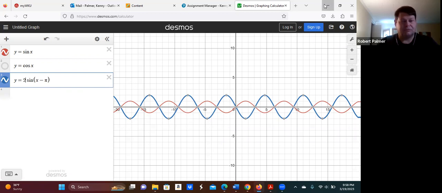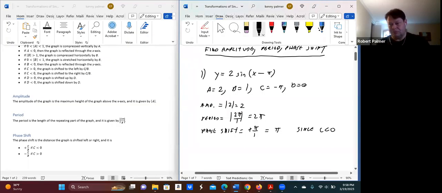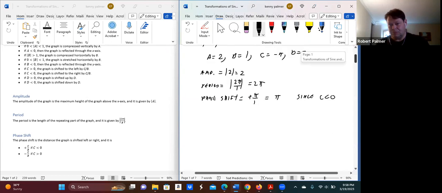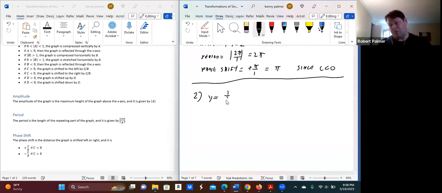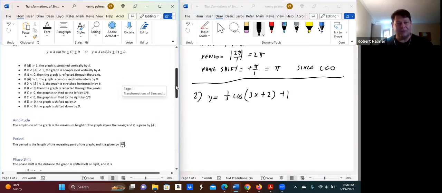Okay. Let's do a few more. Number 2. Now let's do a cosine graph. Y is equal to 1/3 times the cosine of 3x plus 2, plus 1. Okay. A little more going on in this, and we'll take it all apart. So once again, let's pick out our A, B, and C's.